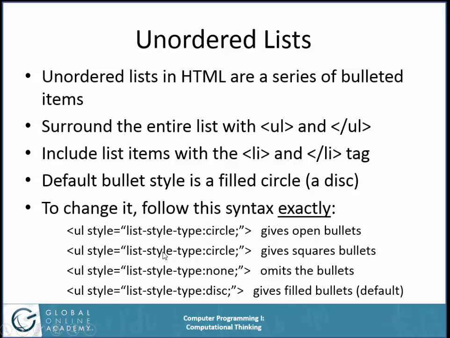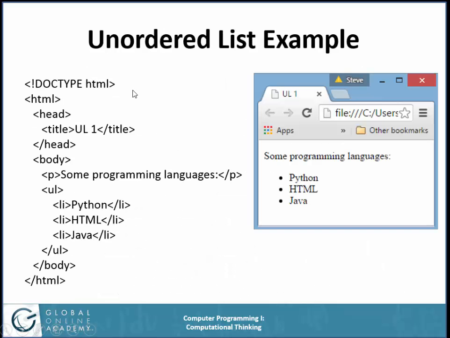Circle gives you open bullets. This one should say square, not circle. It gives you square bullets. This one that says none omits the bullets. You get an unordered list where it's just one row after another with no little bullet symbol. And disk gives you the filled bullets, but that's the default. So if you just did UL without a style, you're getting the disks. Let's see what it looks like. Doc type, HTML.